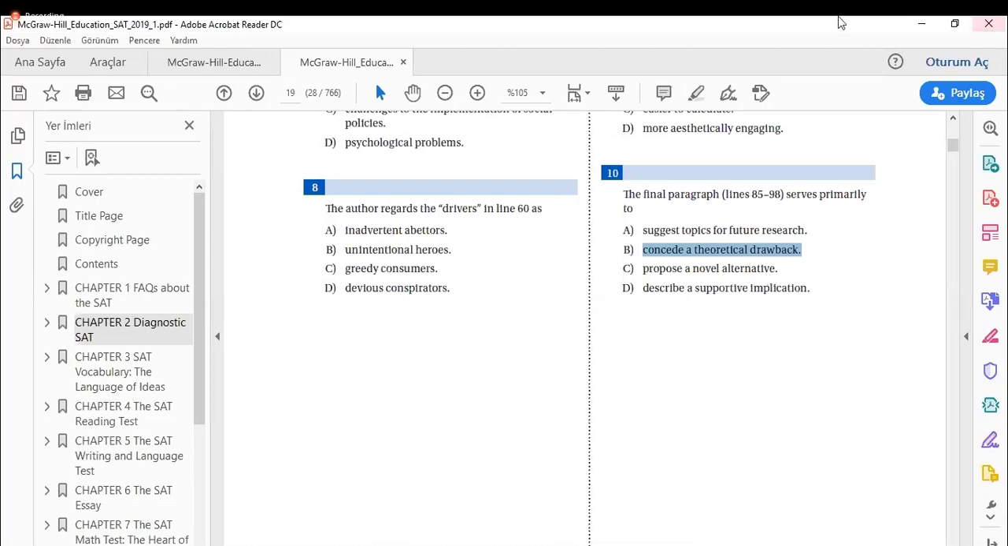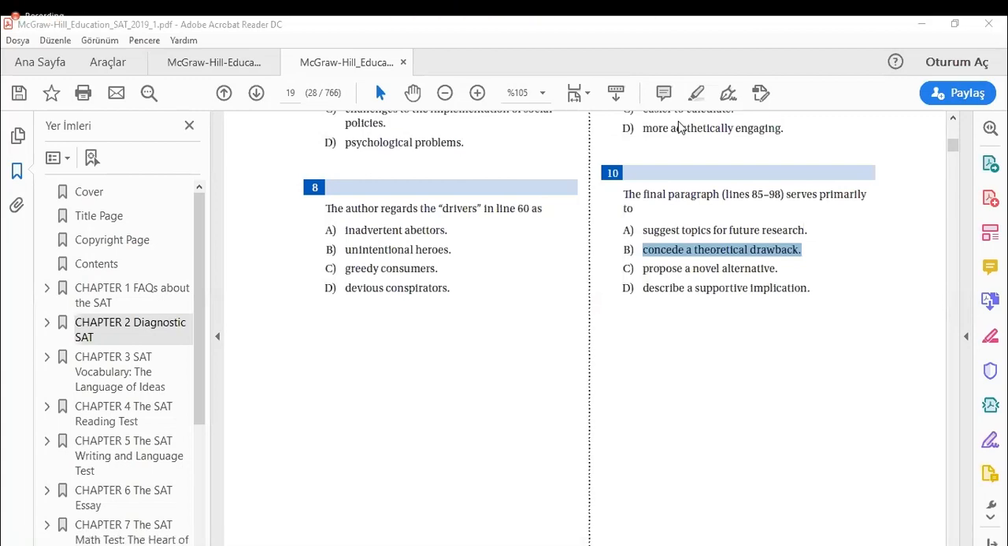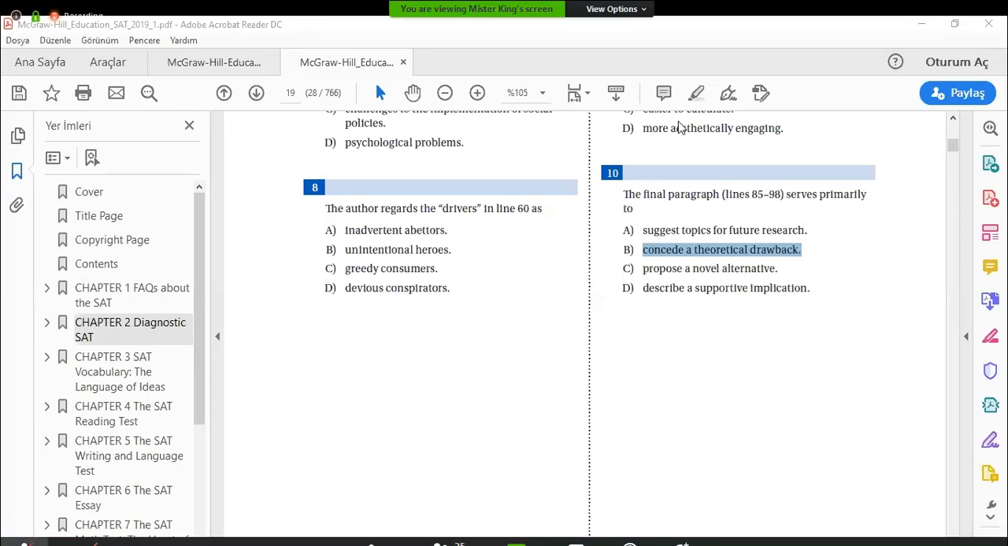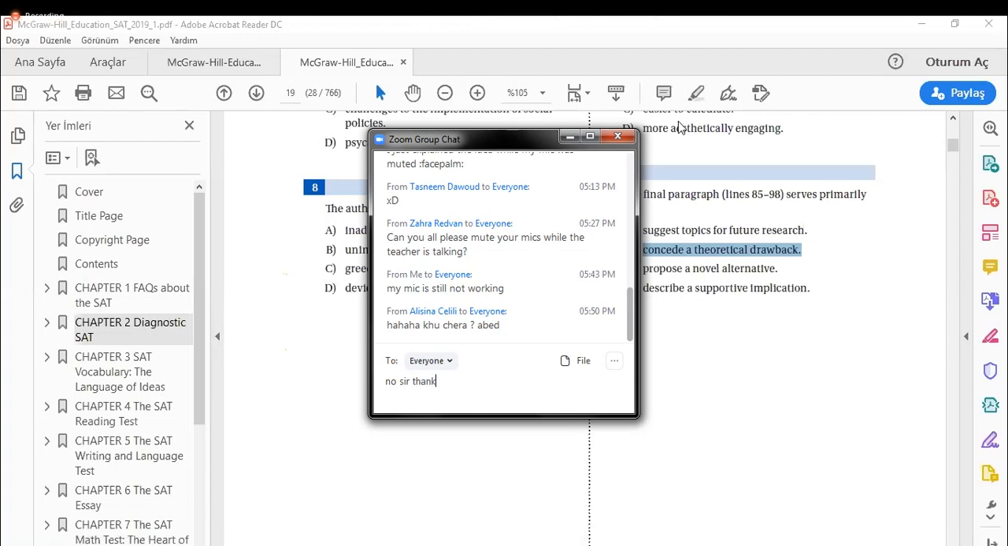So Zaid, let's go step by step. It's definitely not A, and not B. It's not about topics for future research. It has nothing to do with future research. Consider theoretical drawback, it might be C or D. It has nothing to do with the drawback of the study. Might be C, or I think it's D. Of course the answer is D, not C, not B, not A.